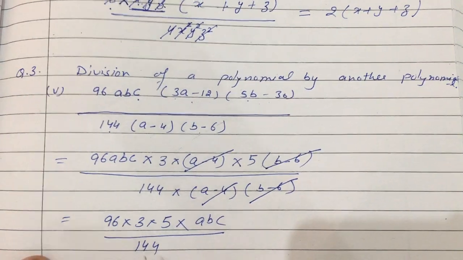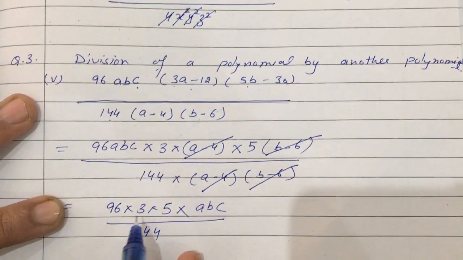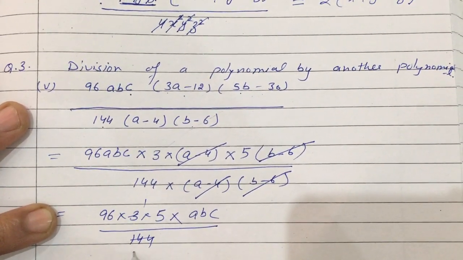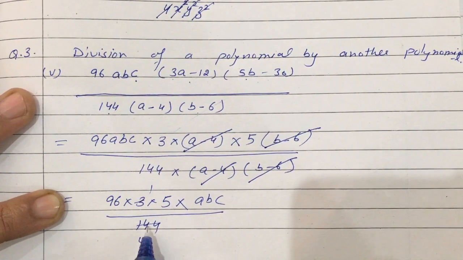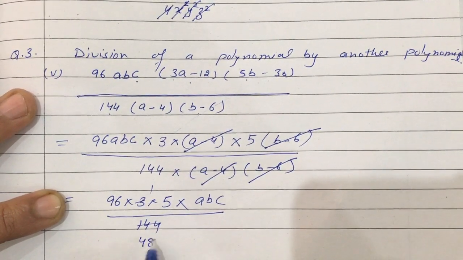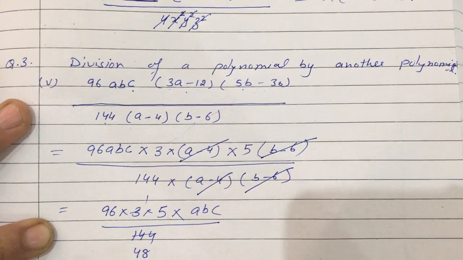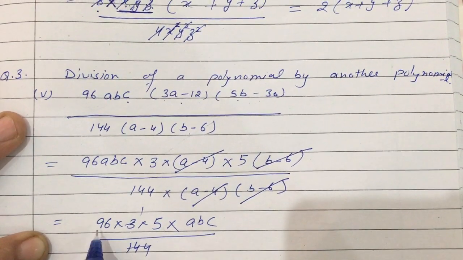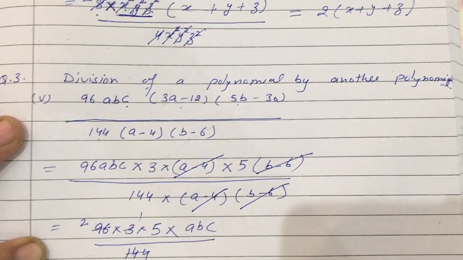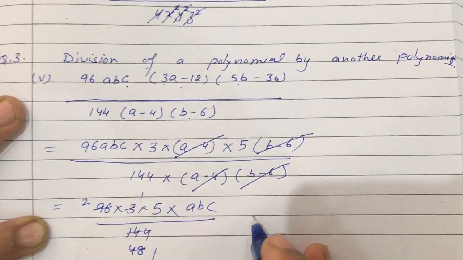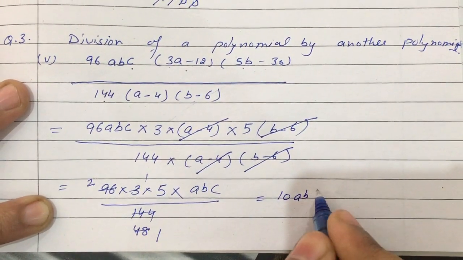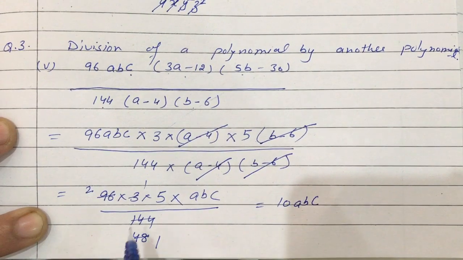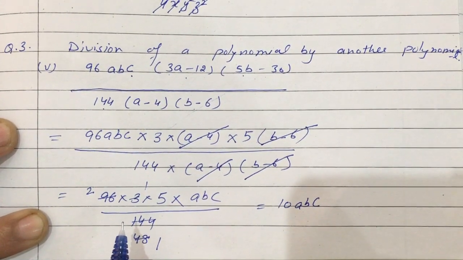Now we will cancel it. You can cancel it: 3 threes are 9... 3 fours are 12, 2 will be, then 20, 3 eights are 24. So now you will cancel it: 48 ones are 48, twos are 96. So 5 twos are 10 ABC. So in this way we will divide a polynomial by another polynomial.